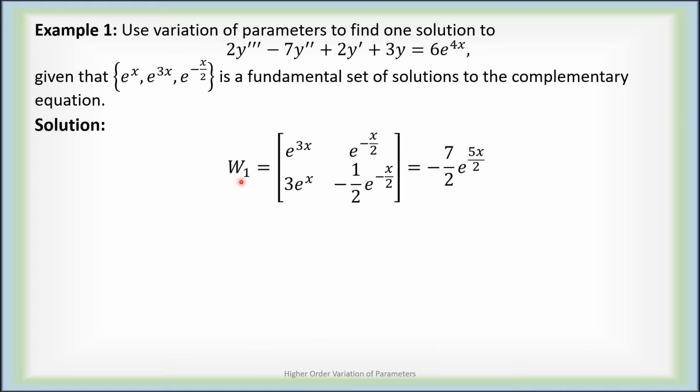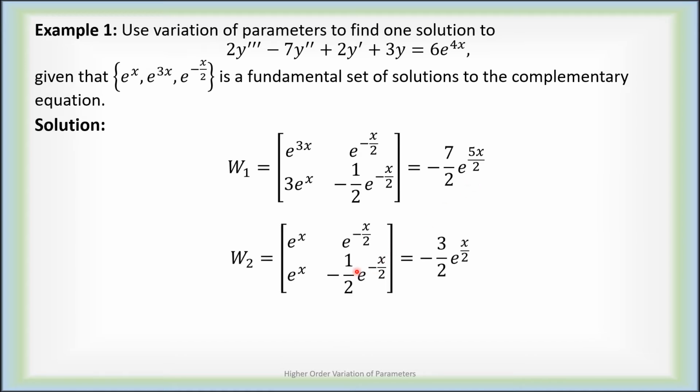So here was W1. We take its determinant. It works out to be -7/2 e^(5x/2). W2 was this matrix, and its determinant is -3/2 e^(x/2). W3 was this matrix here, and its determinant is 2e^(4x). As 2 by 2 matrices, these weren't so bad to compute determinants of.